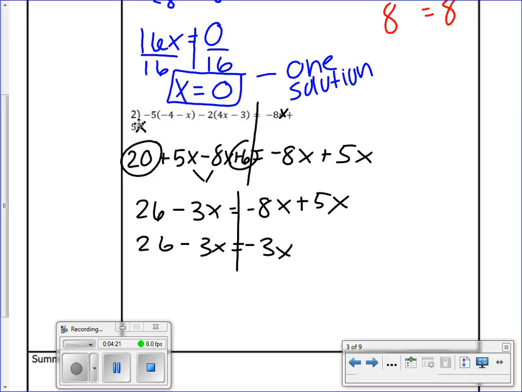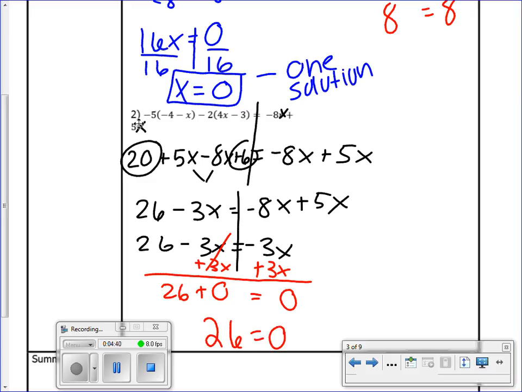Now to move the negative 3x over, we add 3x. And when we add that up, it gets 0 on the right since there's nothing else over there. And the negative 3x plus 3x is also 0. So you get 26 plus 0. Well, 26 plus 0 is 26. Does 26 equal 0? Is that a true statement? No, it does not. So your answer is no solution.